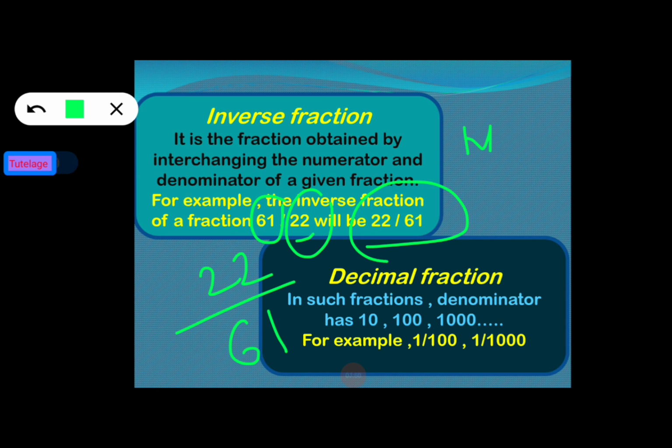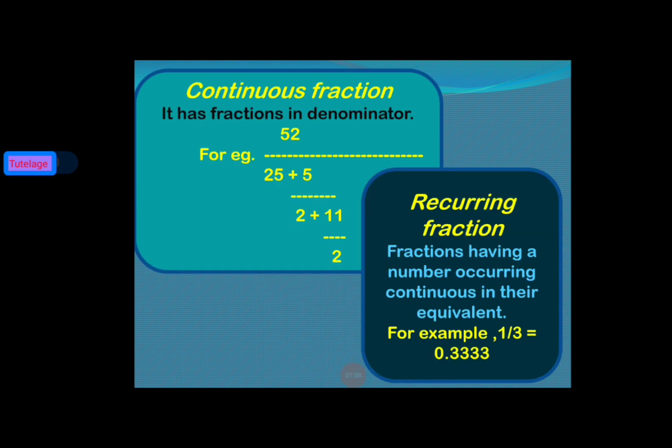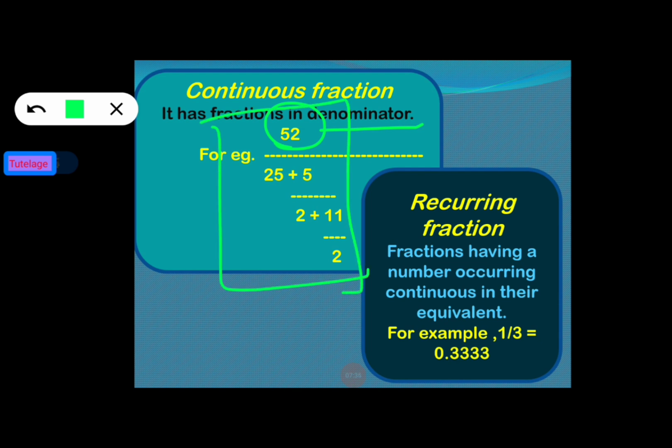So that is what we mean by an inverse fraction and a decimal fraction. Now move on to the next types of fraction. Here we can see the last two types of fraction, that is the continuous fraction and the recurring fraction. A continuous fraction has a fraction in the denominator only, not in the numerator part. So this is called the continuous fraction.